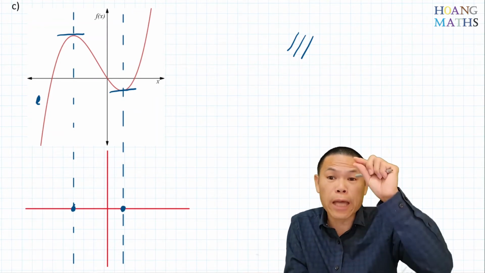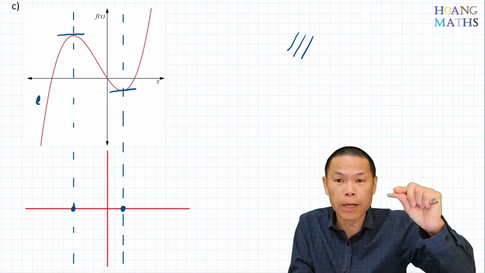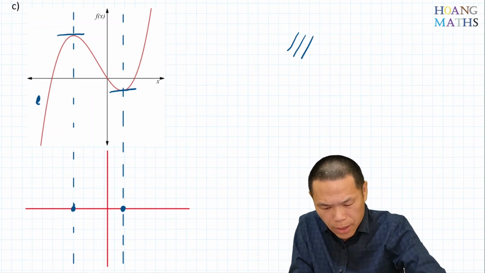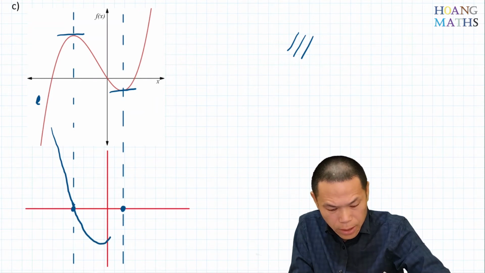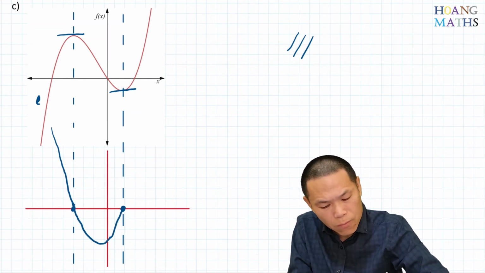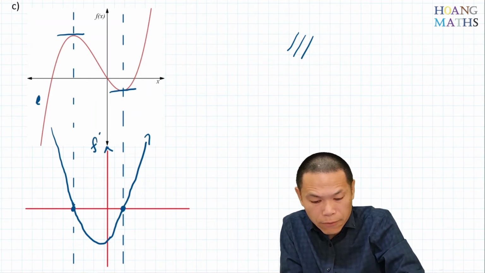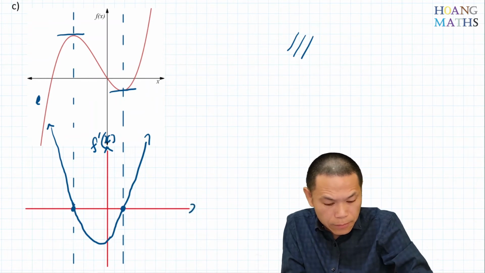Therefore, it has to start from the top, go down, and then turn and go up, okay? So we start up there somewhere, we go down, and then we turn, because we have to hit the 0. Then we just keep going up. And don't forget, this is the gradient function, and this is x.